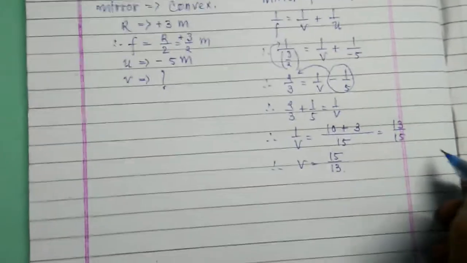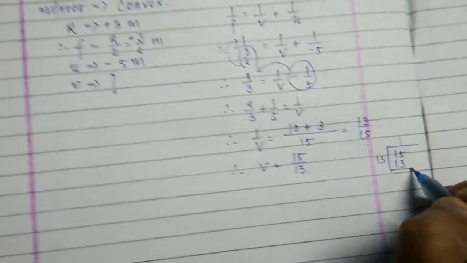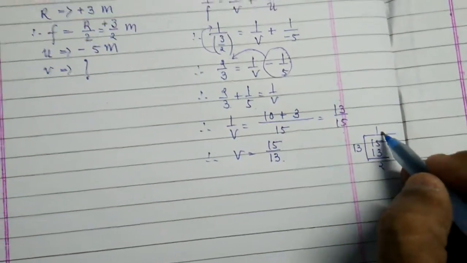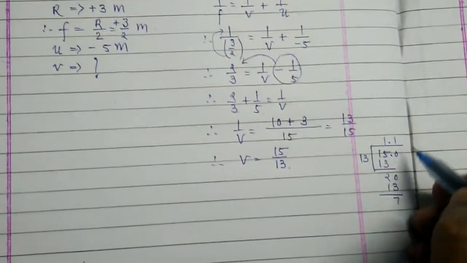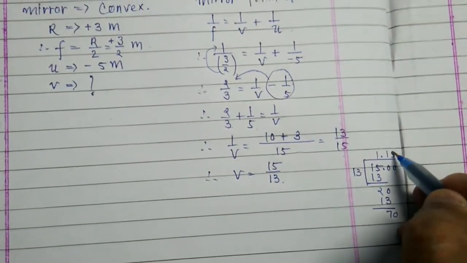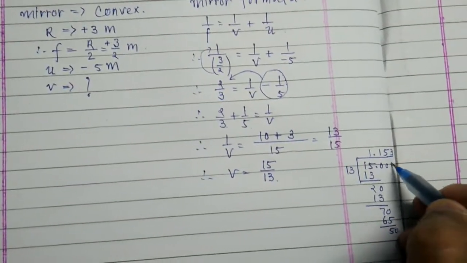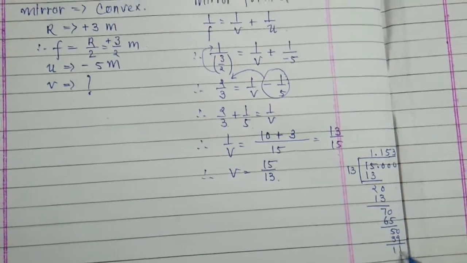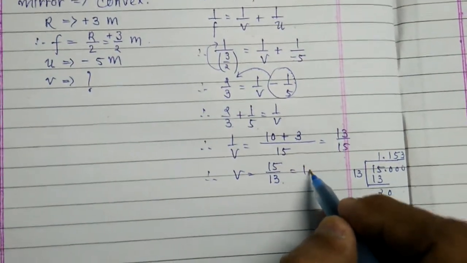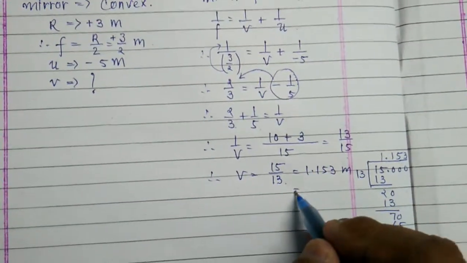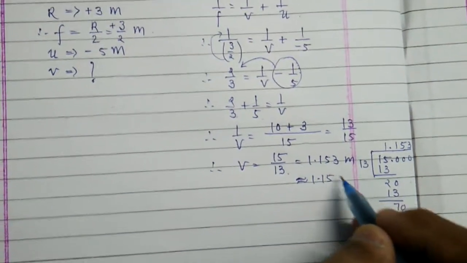Now 15 upon 13. 13 ones are 13. Point 0. 13 ones are 13. 7 0, 65, 5, 39, 11. So we have 1.153. 1.153 meter. It is approximate. This is the sign of approximate. 1.15 meter.